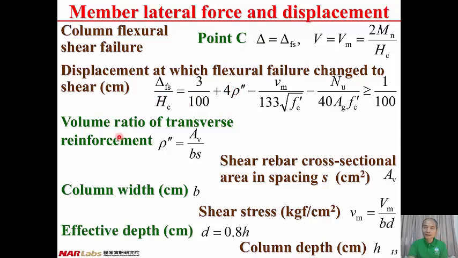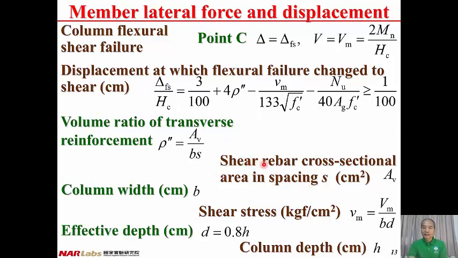Rho double prime here is the volume ratio of the transverse reinforcement. Rho double prime equal to Av divided by bs. If we multiply the numerator and the denominator by d, the numerator becomes the volume of the transverse reinforcement, and the denominator becomes the volume of the column in spacing s. If rho double prime is larger, that means we have more transverse reinforcement, then the displacement becomes larger.